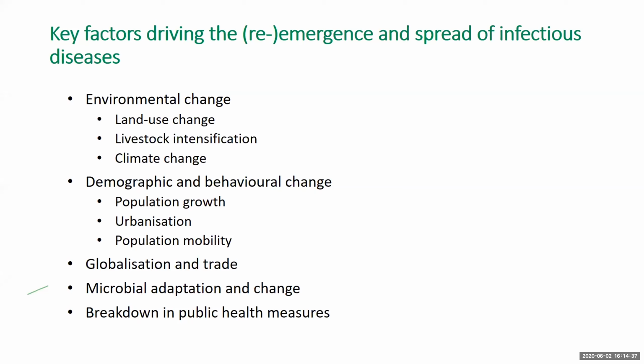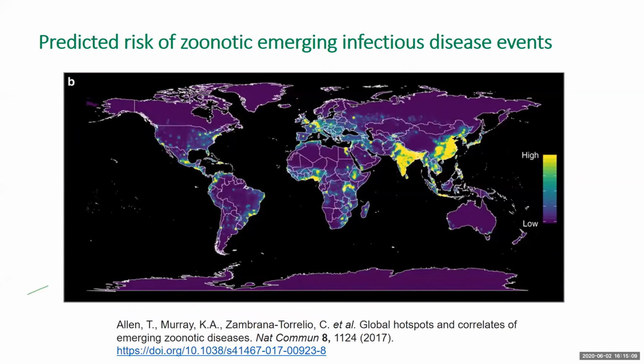Globalization and trade have not only massively increased the frequency and distance of travel of human populations, but also wildlife and livestock through trade, and potentially the vectors for disease transmission. Microbial adaptation and change is more the subject of Gavin's talk, I think, but this, of course, also plays a key role. And I won't really discuss this further, but breakdown in public health measures is nonetheless an important factor. For example, if we think about the re-emergence of vaccine-preventable diseases and antimicrobial resistance. Next slide, please.